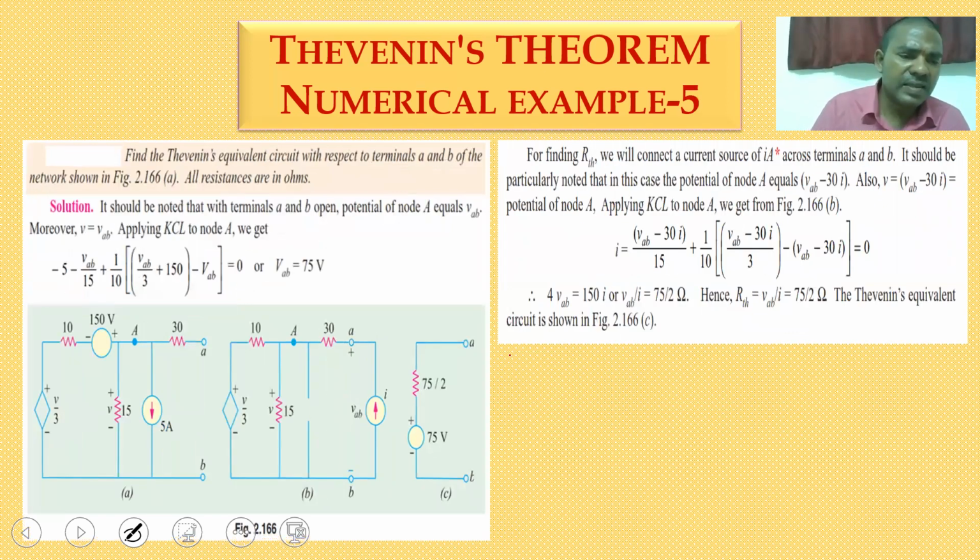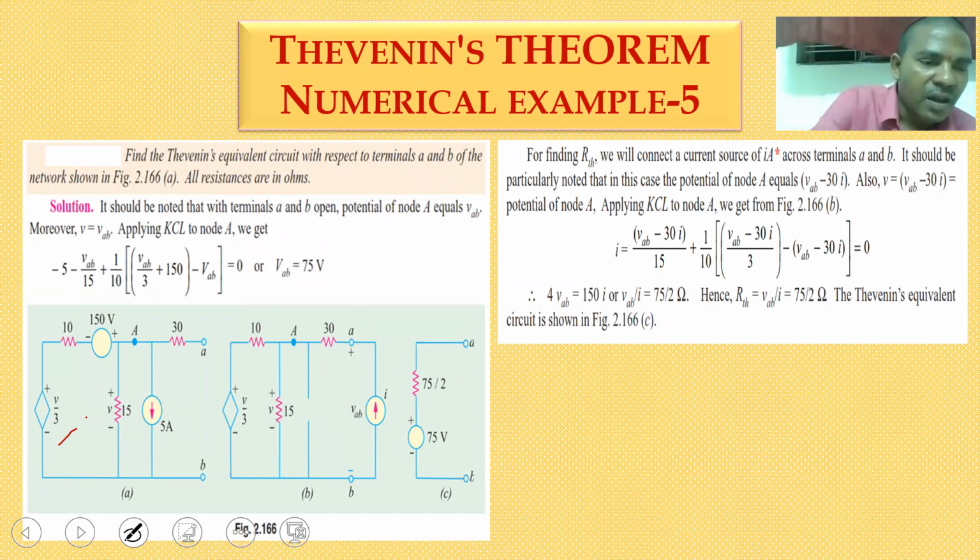In this example also, there is one current source and one voltage source. These two are independent sources. So another one is a voltage controlled voltage source, that value is V by 3, where V is the voltage across the 15 ohm resistor. So in this circuit also, the question asks for the equivalent representation of the Thevenin circuit with the application of Thevenin's theorem.